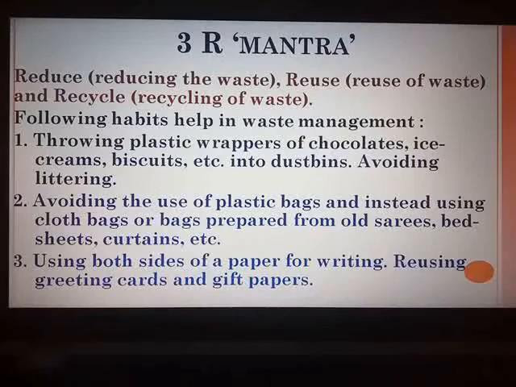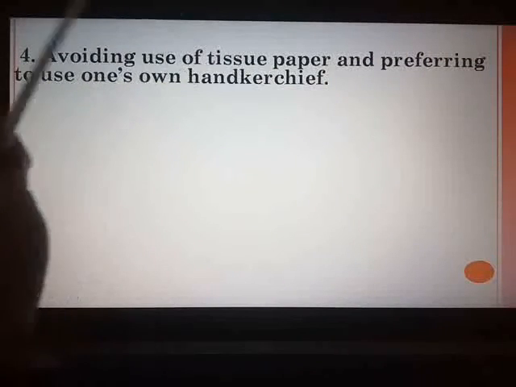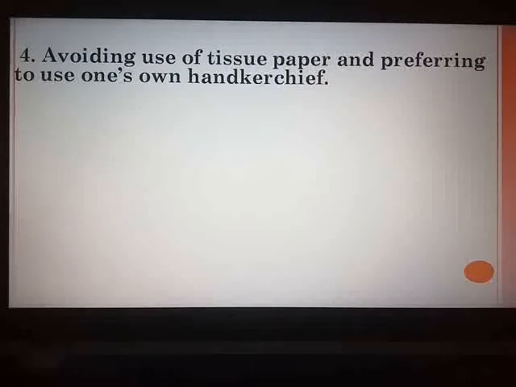Next is using both sides of the paper for writing and reusing greeting cards and gift papers. Avoid using tissue paper and prefer to use one's own handkerchief.